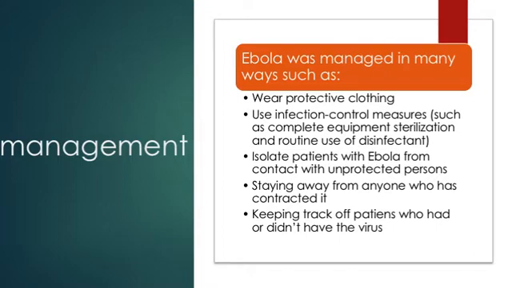So with all of this, how did they manage it? I have listed 5 of the management strategies that they used during this virus. The first one being wearing the correct PPE gear, which is a mask, a protective suit, gloves, a gown, and goggles. The second one is always use infection control measures, which includes washing hands and using disinfectant.